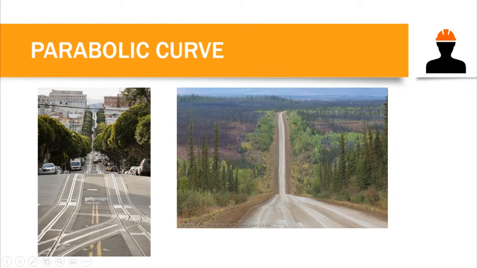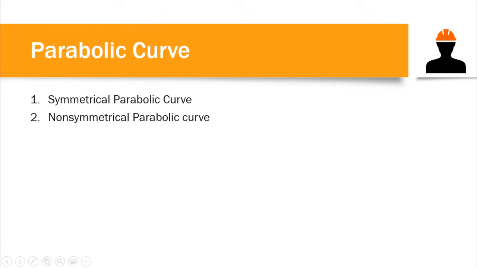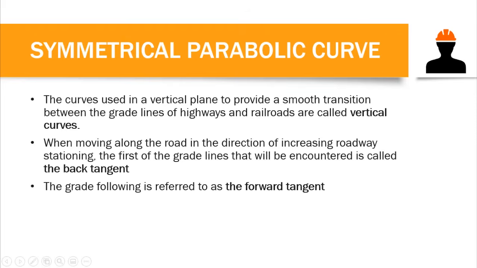As you can see, this is an example of a sag curve. And this is an example of a summit curve, as you can see in the picture. So we have two types of parabolic curve: the symmetrical curve and the non-symmetrical parabolic curve. Later I'll discuss the difference between these two parabolic curves.